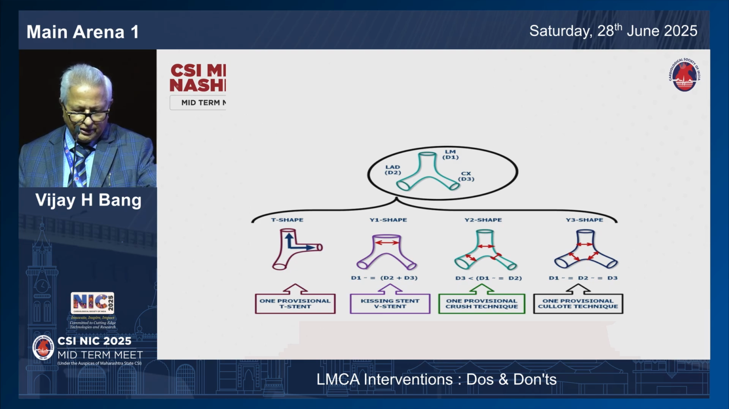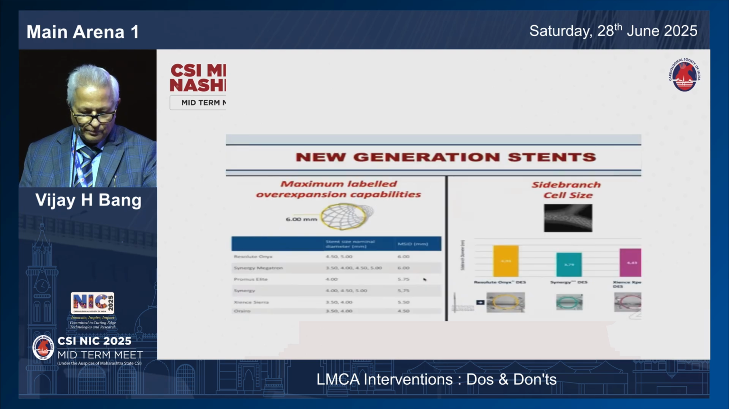Another subset which is anatomically very suitable for V-stenting is when the daughter branches, LCX and LAD, are of equal sizes. That favors V-stenting if there is a landing zone available in the left main. Third is the provisional crush technique, which is preferred if the LAD and LCX sizes are not equal, or LCX is smaller or LAD is smaller than the other branch. And then, of course, if left main, LAD and LCX are all of equal size, culotte is preferred.